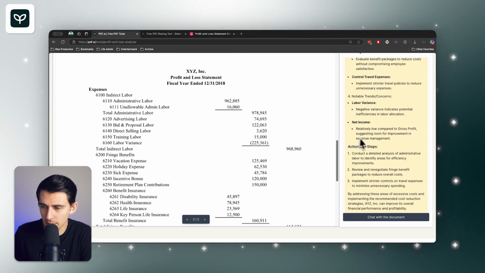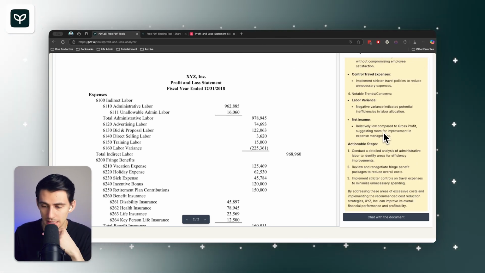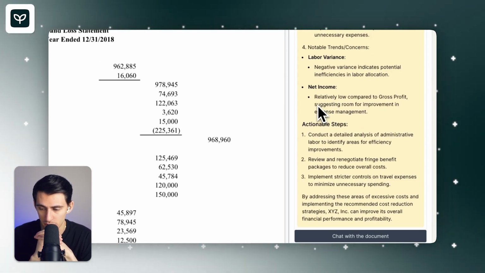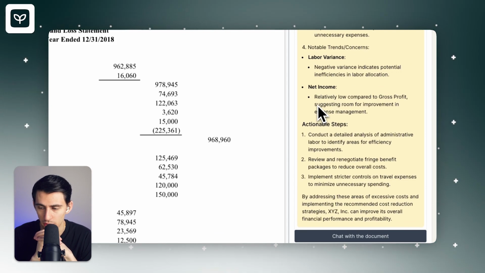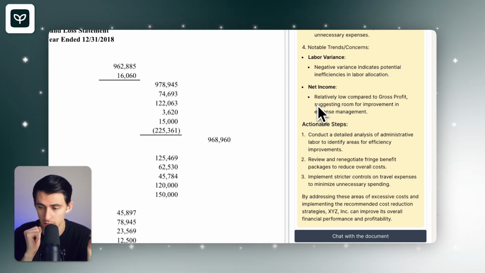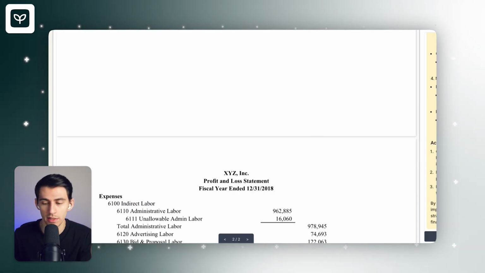Interesting. So actionable steps we can take forward. So it's got recommendations and then actual steps to put that into place. So conduct a detailed analysis of administrative labor, review and renegotiate fringe benefits, implement stricter controls of travel. Because literally, if we'd cut travel expenses in half, we wouldn't have had a net operating loss, right?